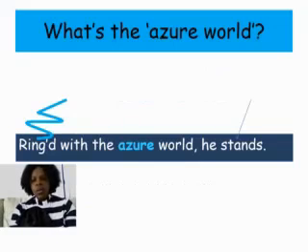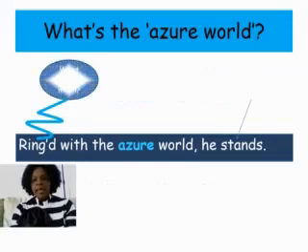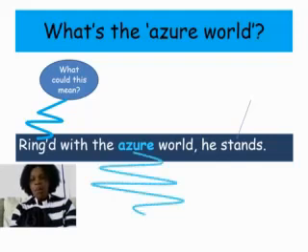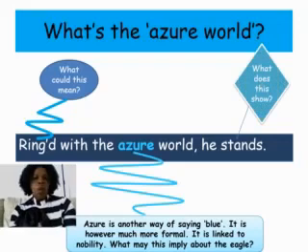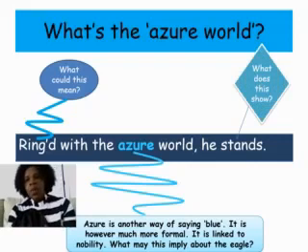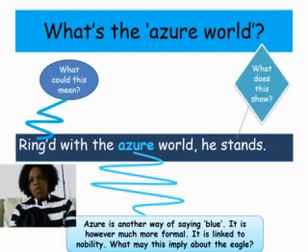What's the azure world? So we have ringed with azure world he stands, and you think about what the poet could mean by that. Azure is another word for blue, however it's more formal, and it's linked with nobility. And think about what this could imply about the eagle, and we talk about how powerful it was. So we talk about the powerful, we talk about how superior, when you think about the eagle compared with other birds, he's quite a superior bird at the top of the food chain of the birds, because it is a predator.